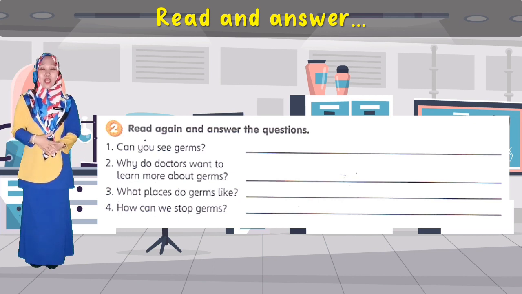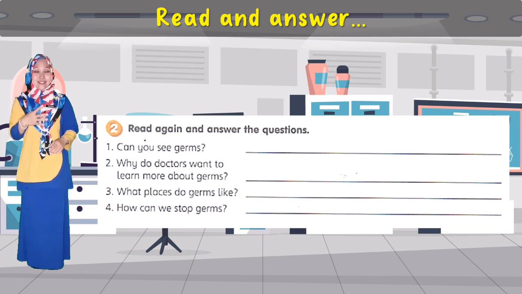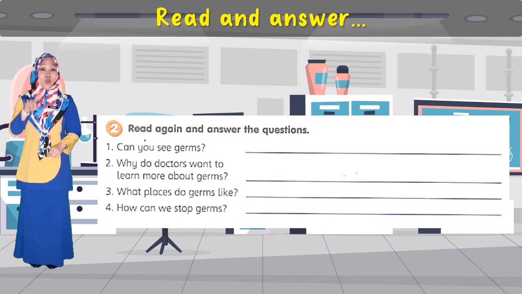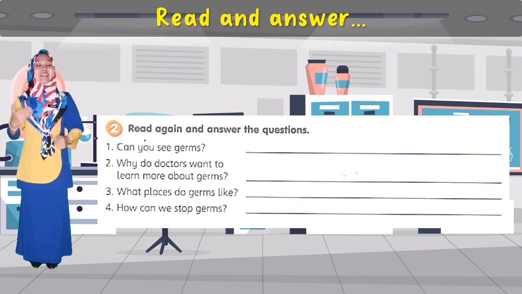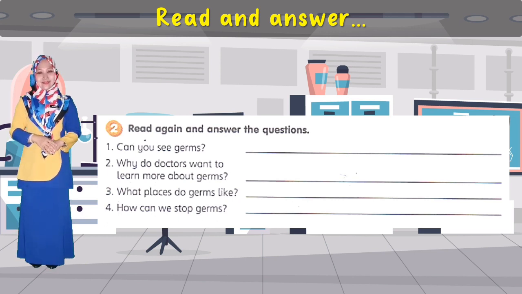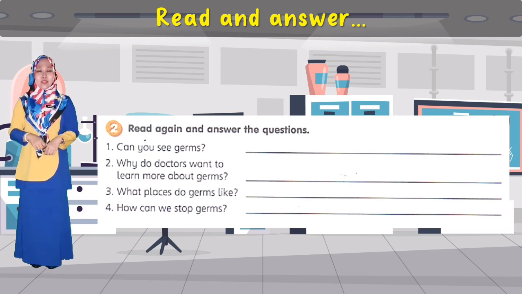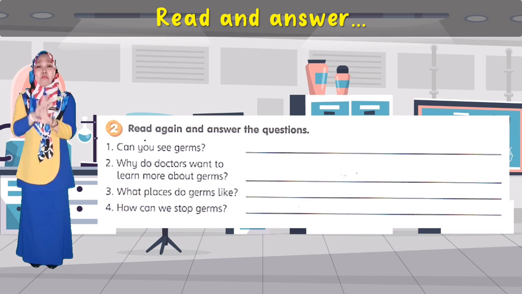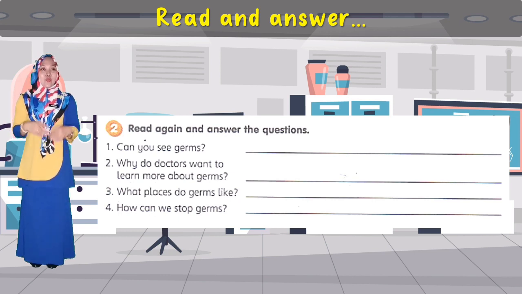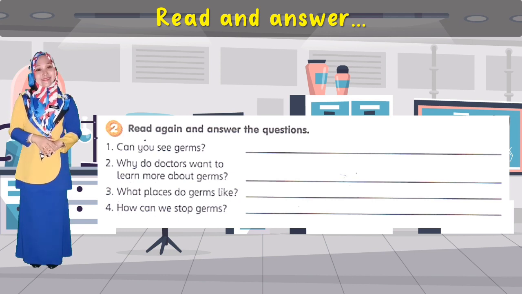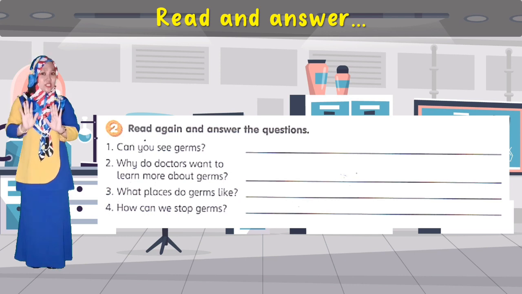We are going to continue our lesson by reading 4 questions in activity number 2 on page 111 of your Get Smart Plus 4 book. Are you all ready? Let us read the questions together. Question number 1. Can you see germs? Question number 2. Why do doctors want to learn more about germs? Question number 3. What places do germs like? And question number 4. How can we stop germs?